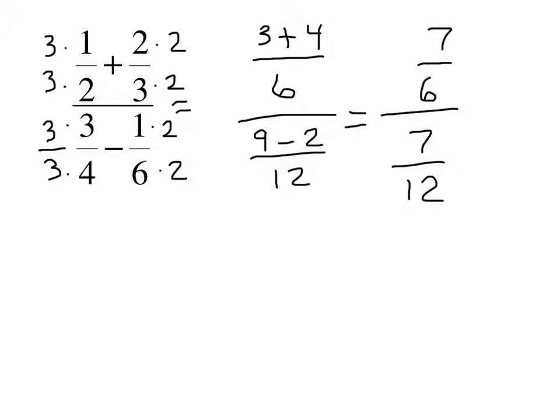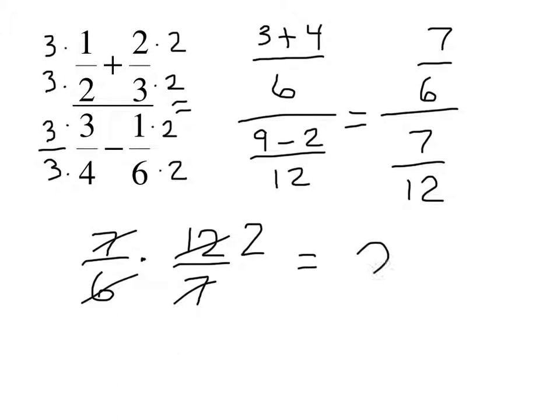7/6 divided by 7/12. Dividing by a fraction is the same thing as multiplying by the reciprocal. Notice the 7's cancel. 6 will go into 12 2 times, so our answer is a lovely 2.